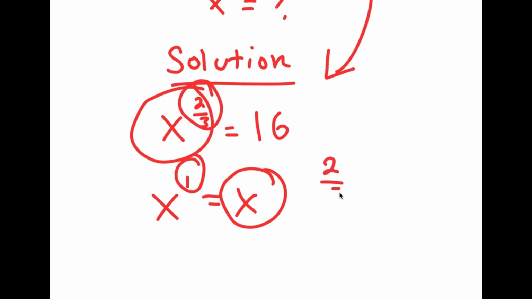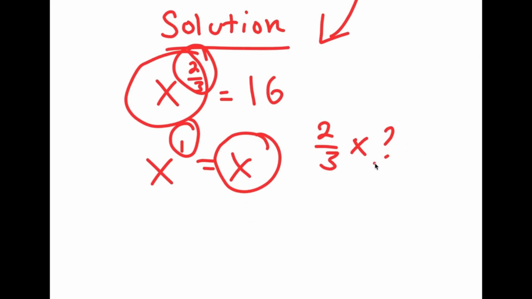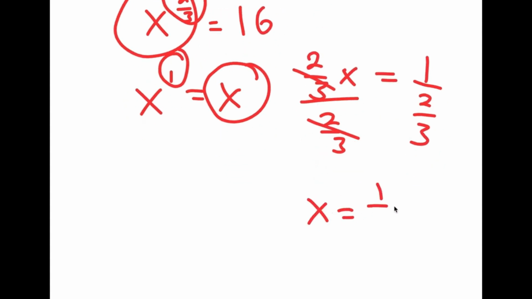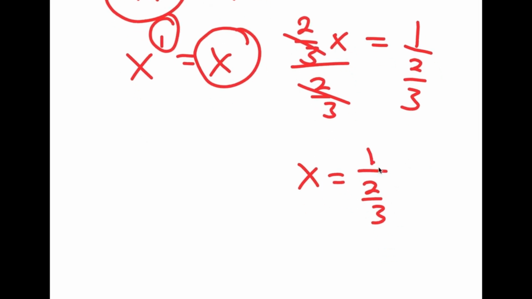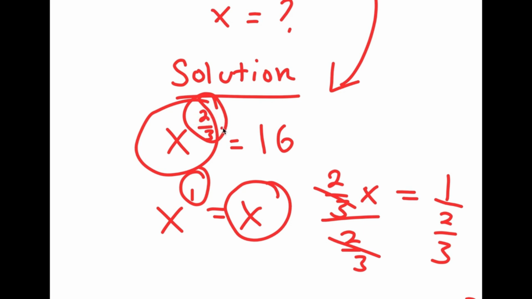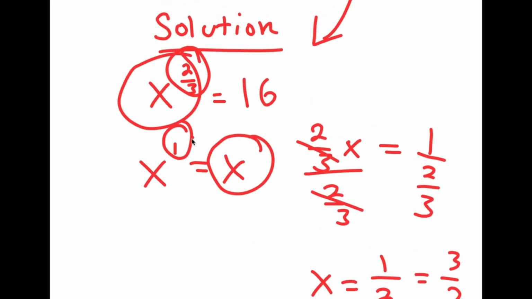So 2 over 3 times what is equal to 1? Well, we can think of this as an algebraic equation. 2 over 3 times x is equal to 1. And to solve this, I'm going to divide both sides by 2 over 3. So I get x is equal to 1 over 2 over 3. And 1 over any number is the reciprocal of that number. So the reciprocal of 2 over 3 is 3 over 2. So we have to multiply 2 over 3 by 3 over 2 to make it equal to 1.